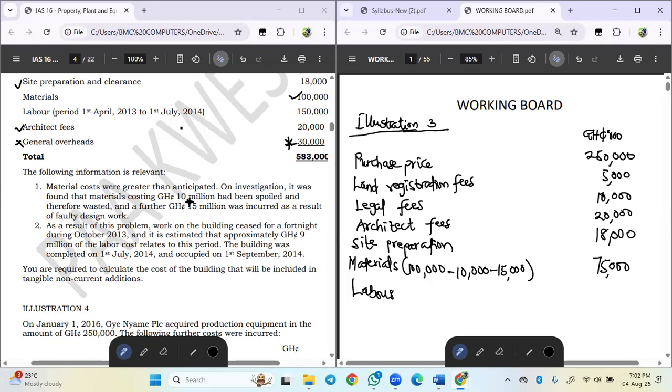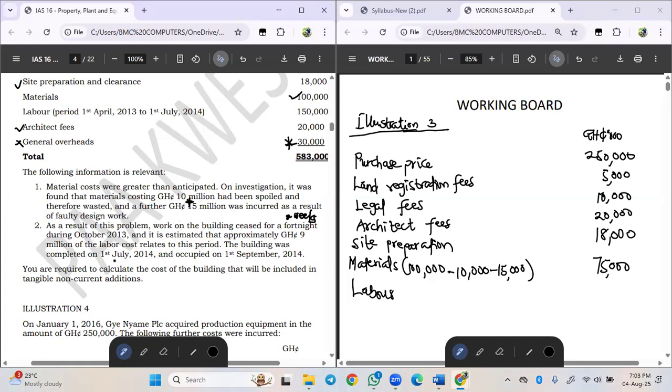I think is it 1 year, 2 months, or is it 14 months? Okay. So as a result of this problem, because of the faulty materials and the spoiled ones, work on the building ceased for a fortnight during October 2013. A fortnight means what? 2 weeks. Okay, and it is estimated that approximately 9 million of the labor costs relate to this period.